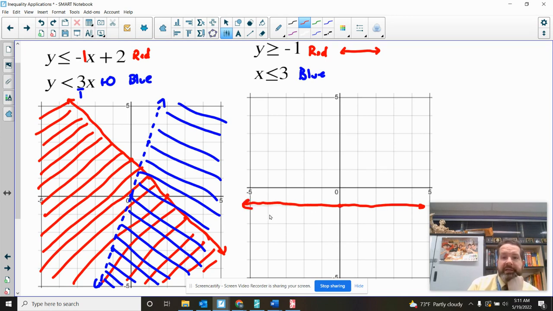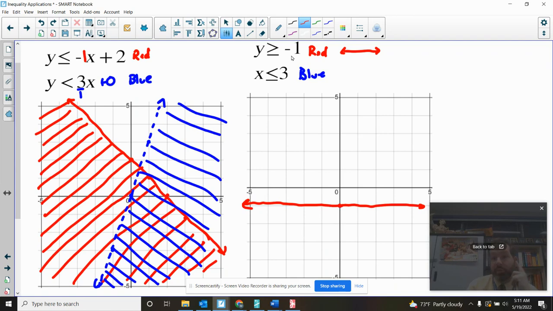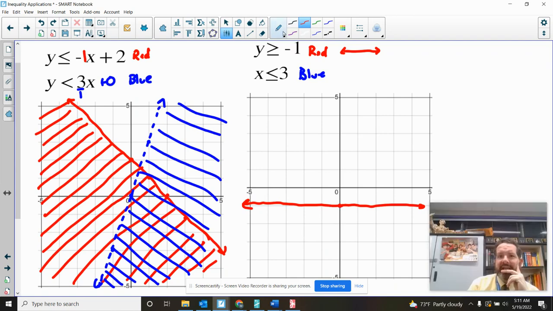Just like that. So there you go. That's y equals -1. Now let's do the shading. Greater than or equal to -1. Let's do a test check. I'm going to use 0, 0.